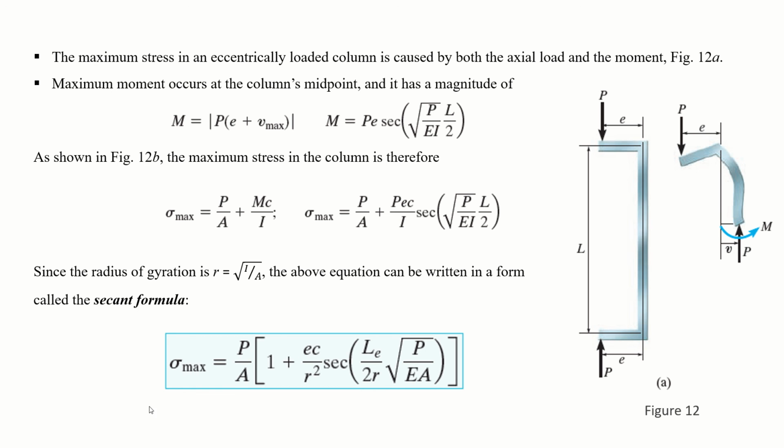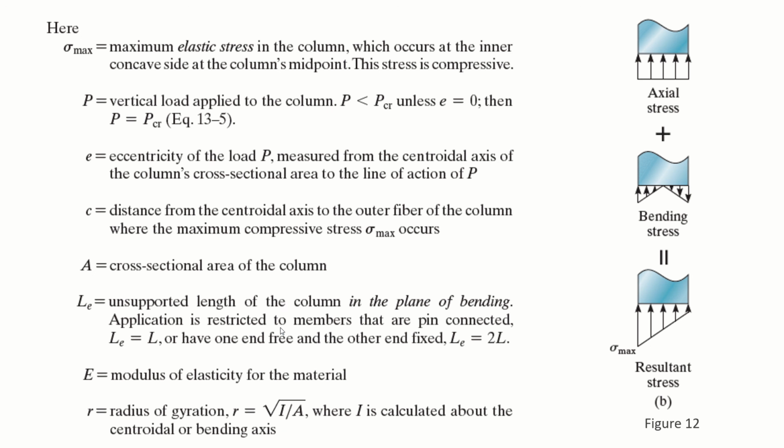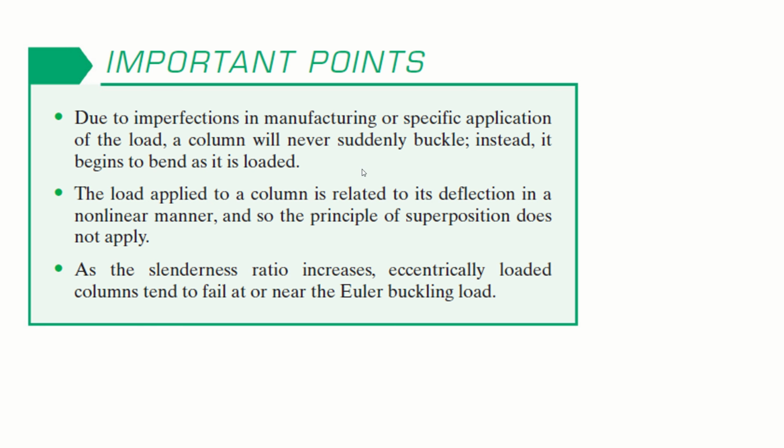So this is your secant formula, where you consider the eccentricity as well as the radius of gyration as well as the distance from the neutral axis to the point where you are considering to find the stresses. The effective length and all the details are included in this secant formula. These are the terminologies that are used in the equation.